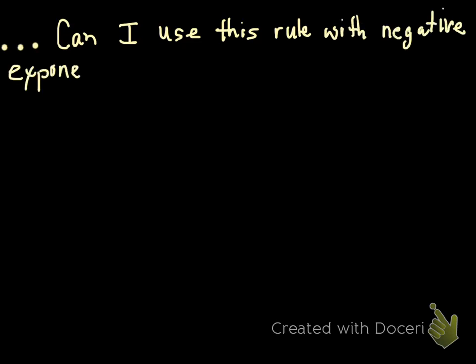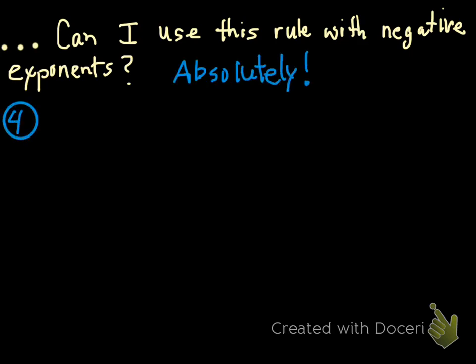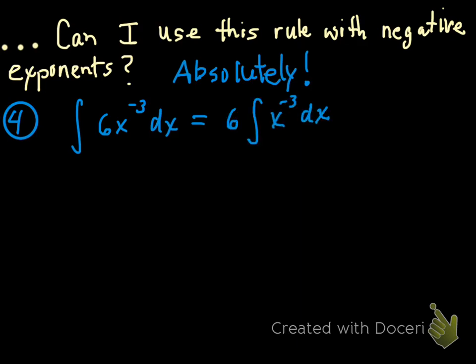Yes, question, Sherry. Yes, can I use this rule with negative exponents? Oh, that's a good question. So you've got a function with a negative exponent. Here's an example. Absolutely, you can use this rule with negative exponents. So our example here is the integral of 6x to the negative third dx. What's the story? You ought to be saying it to yourself at this point. Add 1 to the exponent, divide by the new exponent. Factor out that 6. There's 6 times the integral of x to the negative third dx.